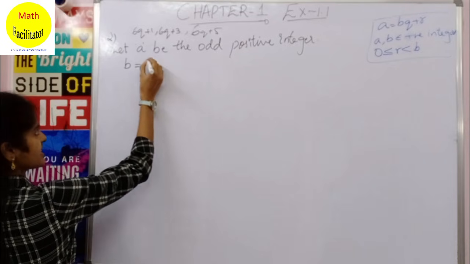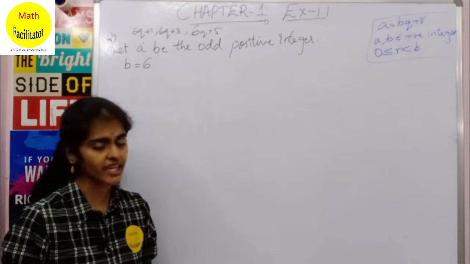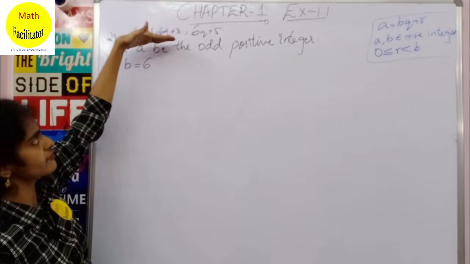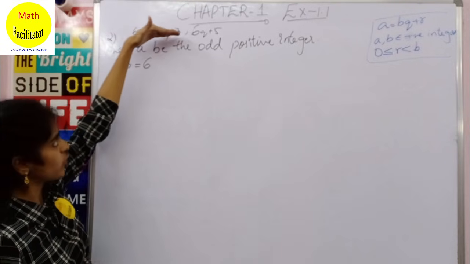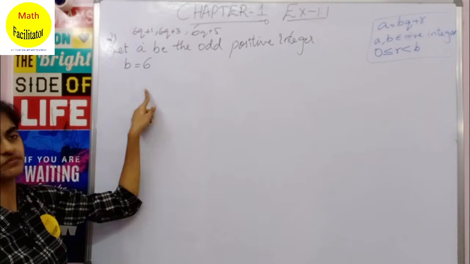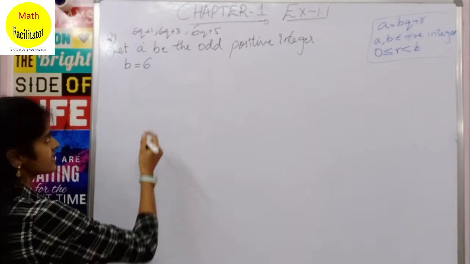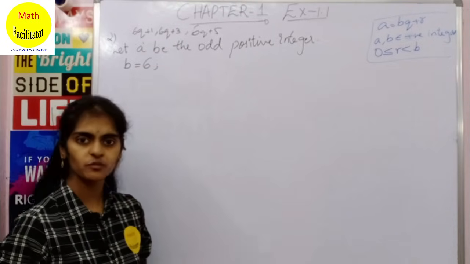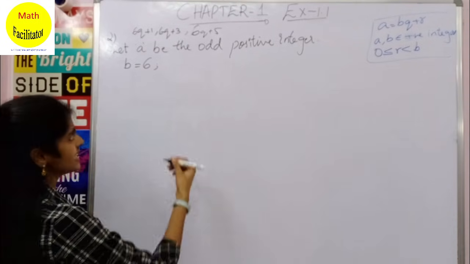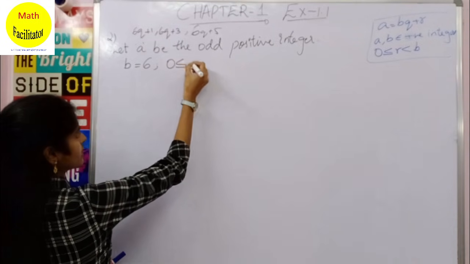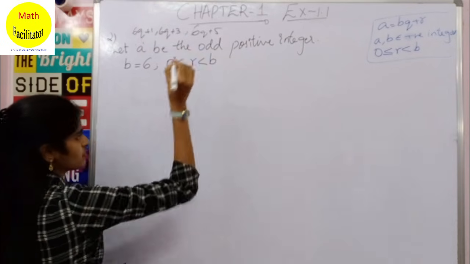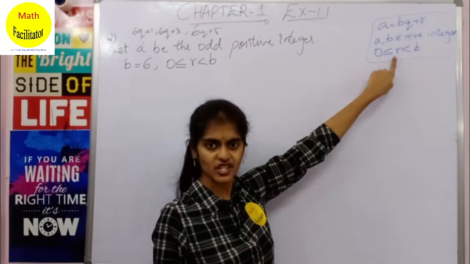This changes for different questions, so always you have to see what you have to prove. From what you have to prove, you will take the b value. Clear? Now what is the remainder? The r value will be greater than or equal to 0 and less than b. That is the condition, right?